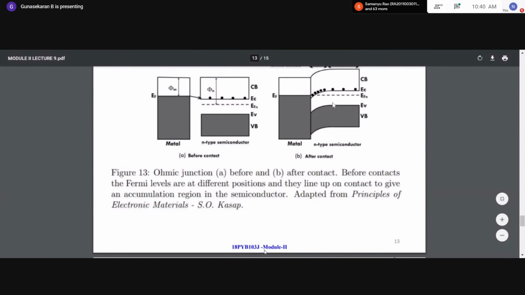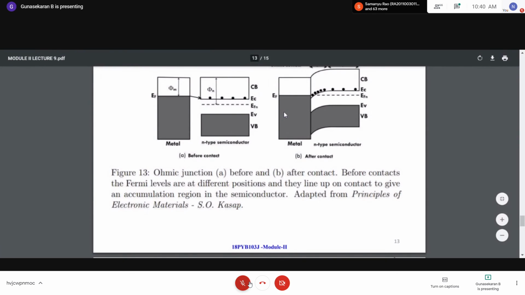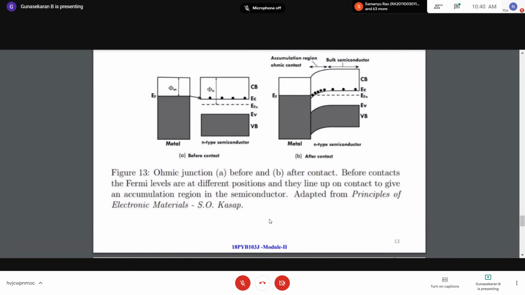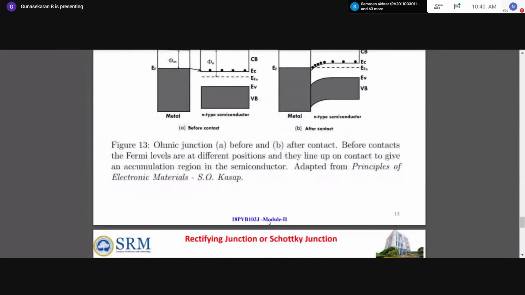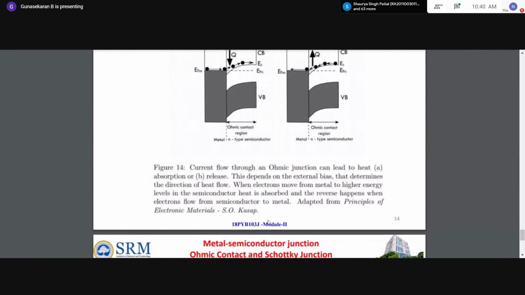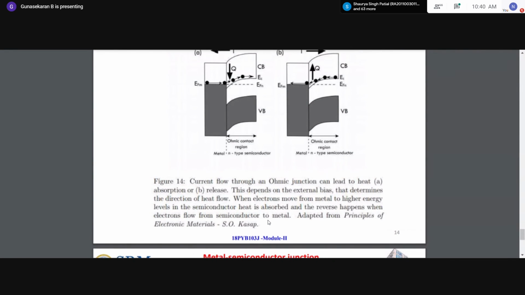Is the diagram visible for you? Yes, sir. So this is your ohmic contact. See here how the variation takes place in the ohmic junctions.